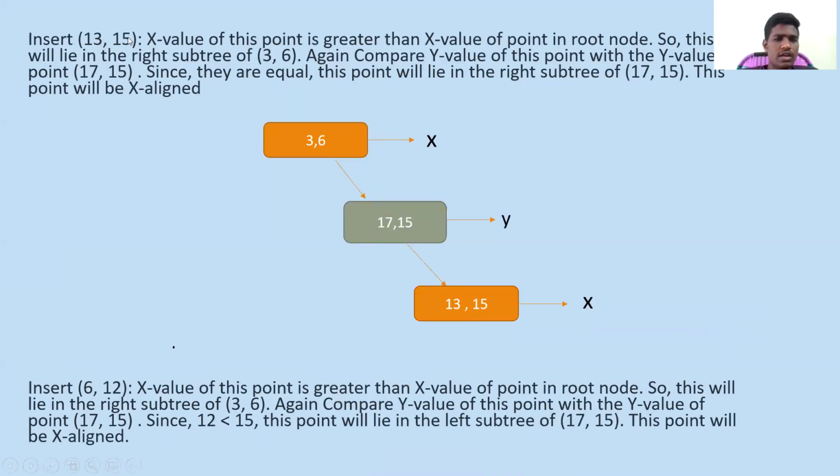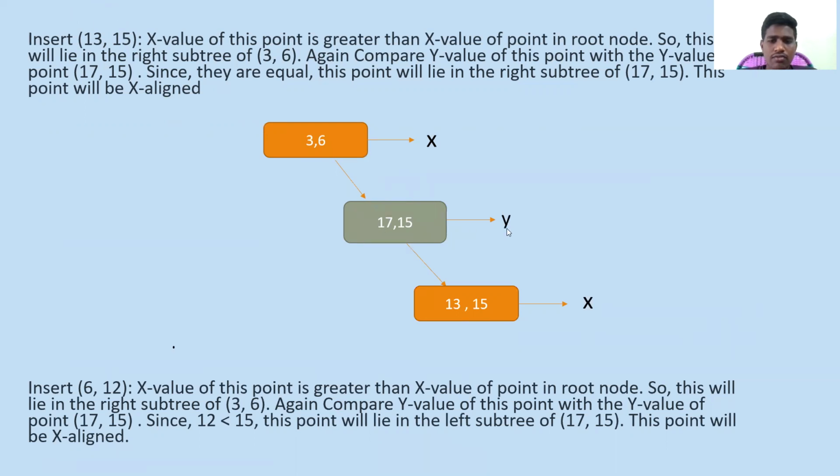Similarly, here 13 comma 15. The x value of this point is greater than the x value of the point in the root node. Here 13 is greater than this 3 value. That means this 13 comma 15 should be there towards the right side of the root node. And next, compare this 13 comma 15 with again this 17 comma 15.